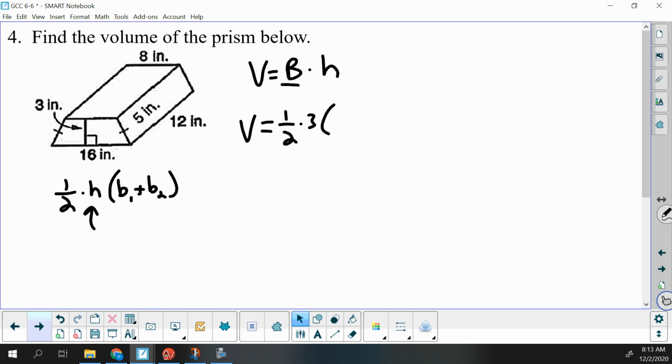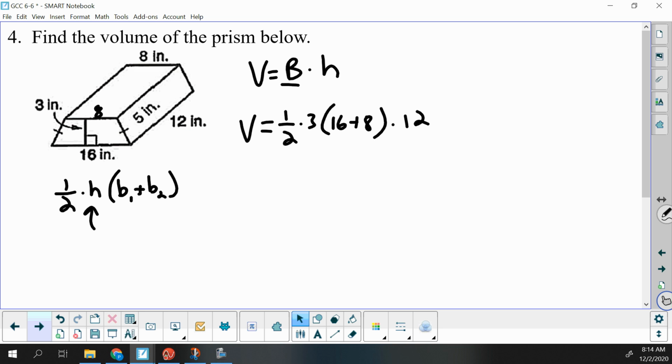Our base 1 and base 2, we have 16. And then this would be 8 here. So that just takes care of our capital B. That's the area of our base. Now the height in your prism is just the distance between the bases. So our height in the trapezoidal prism is how far the trapezoids are apart. Well, the trapezoids are each 12 inches apart. So we'll have 12 for the height of the prism.